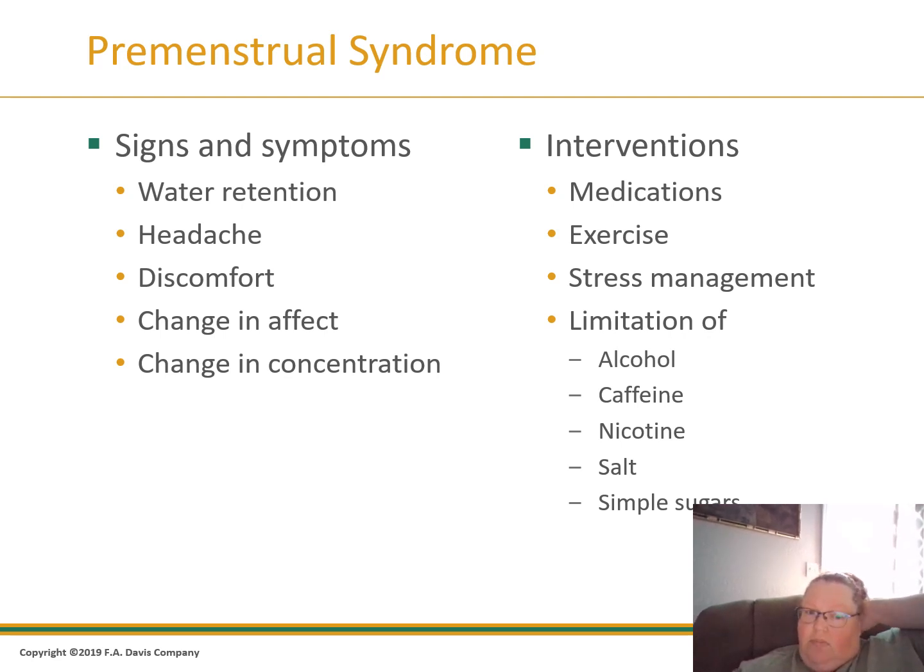All right, so PMS, premenstrual syndrome. Yes, it is very real, but is it justifiable cause for homicide? No, it's not. Signs and symptoms are water retention, headache, discomfort, change in affect, change in concentration. What you want to limit is alcohol, caffeine, nicotine, salt, and simple sugars. We want to use medications, exercise, and stress management.